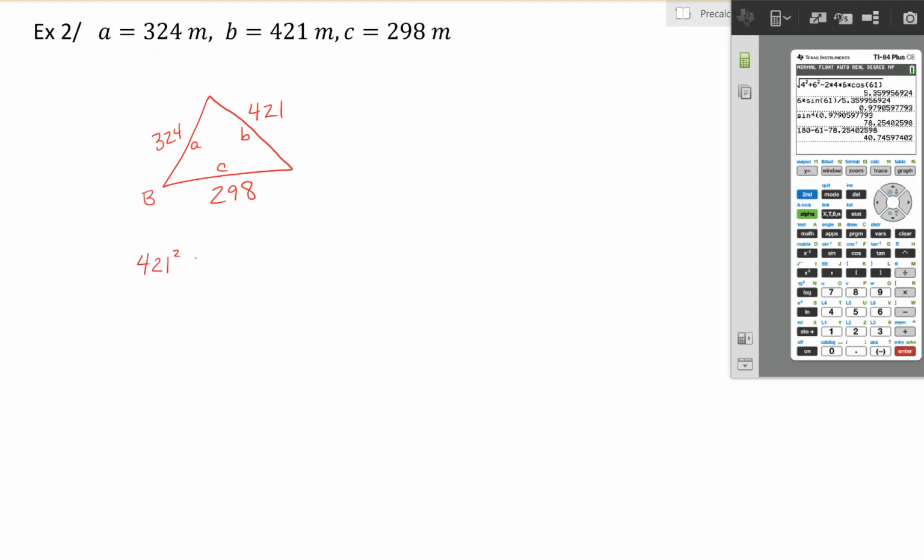421 squared equals the sum of the squares of the other 2 sides minus twice their product times the cosine of their included angle, which is B. Now, this is a little different because we've got to solve for B over here, and then it's the cosine of B. So let's get this simplified a little first.